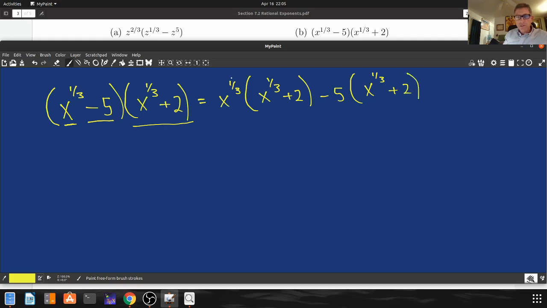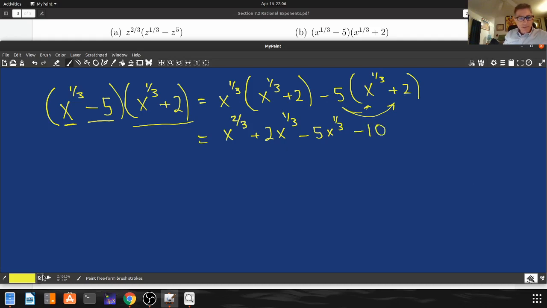And now I just use distribution on both of these. So this is x to the 1/3 times x to the 1/3. So I add the exponents, and I get x to the 2/3. And x to the 1/3 times 2 is plus 2x to the 1/3. Now here again, just using distribution, minus 5 times x to the 1/3 is minus 5x to the 1/3, and minus 5 times 2 is minus 10.